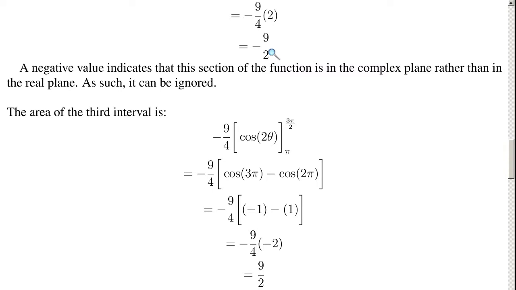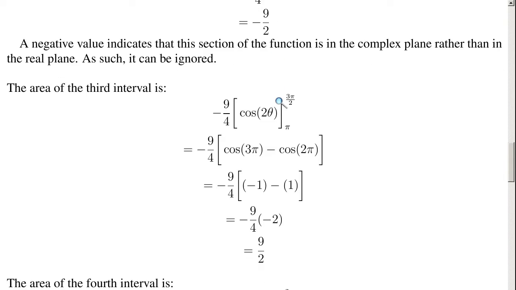Okay, so what did we do here? We got a negative value for the area. Well, as it turns out, a negative value indicates that this section of the function is in the complex plane rather than in the real plane. As such, it can be ignored. And if you don't quite know what that means, don't worry about it. Just know that when you get a negative value for an area, whenever you're dealing with polar coordinates or a polar function, a negative value for the area can just be ignored. So this -9/2 can just be ignored outright.